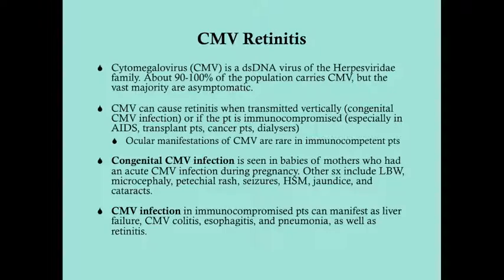In the immunocompromised patient, CMV infection can manifest as liver failure, colitis, esophagitis, and it can also manifest as pneumonia. So there's different ways that it can manifest. And typically we see CMV infections in immunocompromised patients when their CD4 count goes below 50 cells per cubic millimeter.